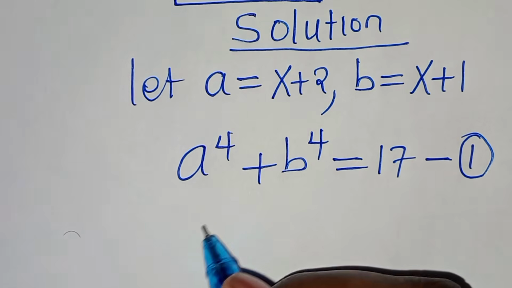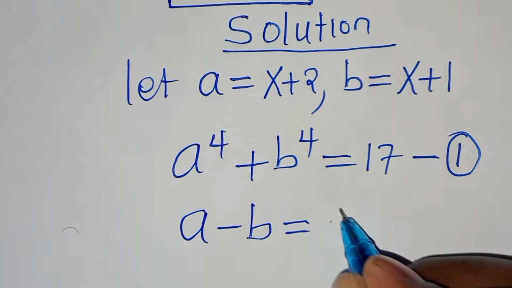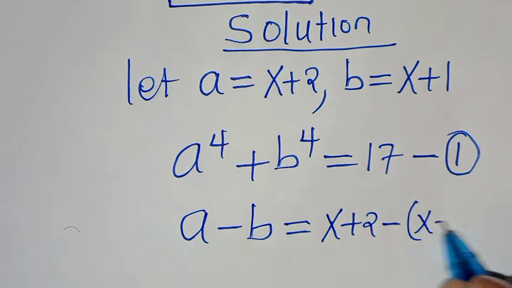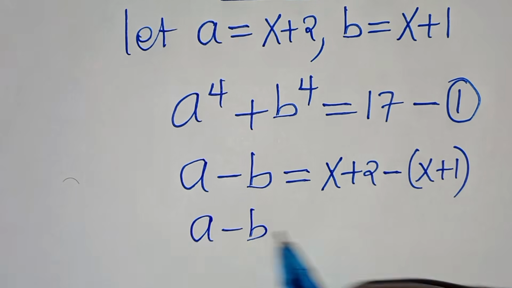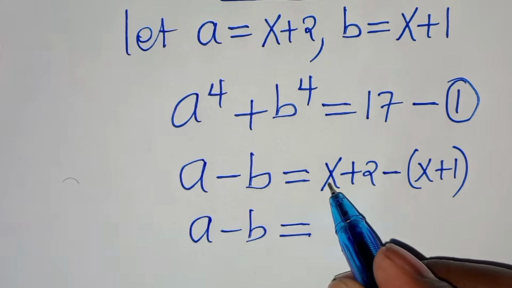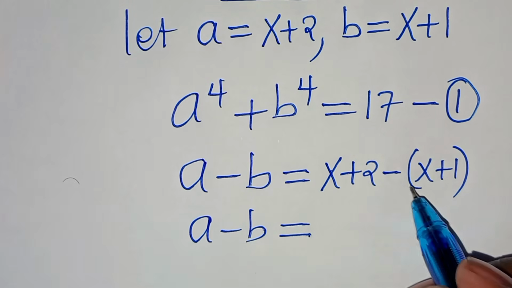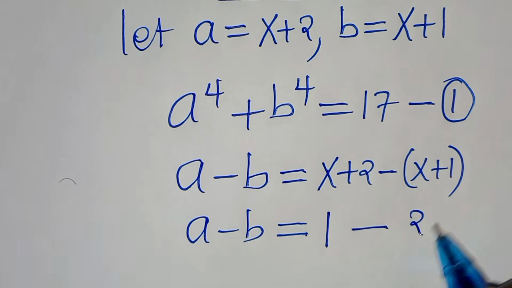Now, we have that a minus b is the same thing as x plus 2 subtract x plus 1. So that's a minus b, which is the same thing as x minus x, which simplifies, then we have 2 minus 1. This is equal to 1. Let's call this equation 2.